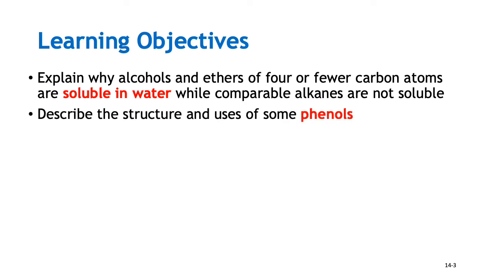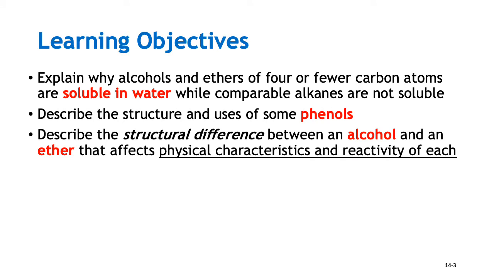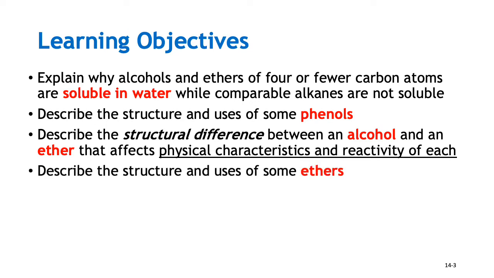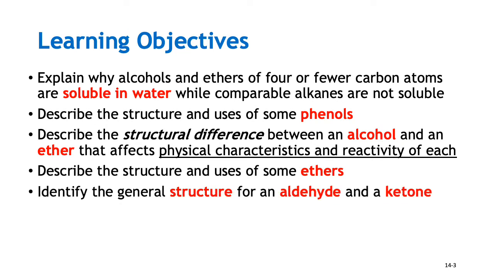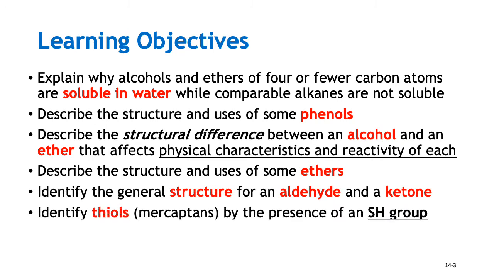We're going to describe the structure and uses of some phenols. In next class, we're going to describe the structural differences between alcohols and ethers that affect physical characteristics and reactivities of each. And then we're going to describe the structure and uses of ethers, identify the structure of aldehydes and ketones, and finally finish up with thiols, also called mercaptans, which possess an SH group, a sulfur.